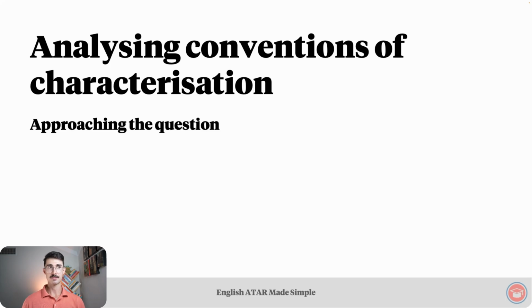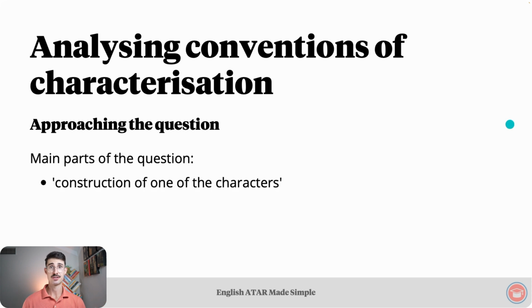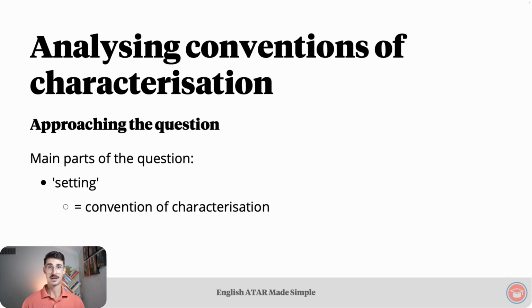That's the excerpt. How should we approach answering the question? Main parts of the question are construction of one of the characters, which basically means characterization. The characters in the text are Delos, which is the character that we're going to analyze, and we've also got the teacher, who's the narrator. The other main part of the question is setting. As we know from the previous part of the lesson, setting is a convention of characterization.